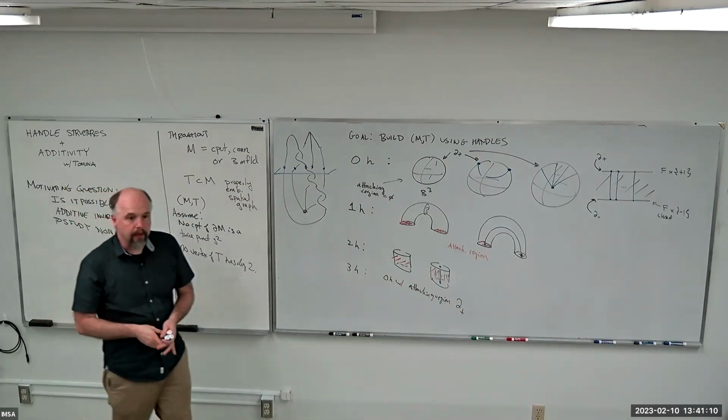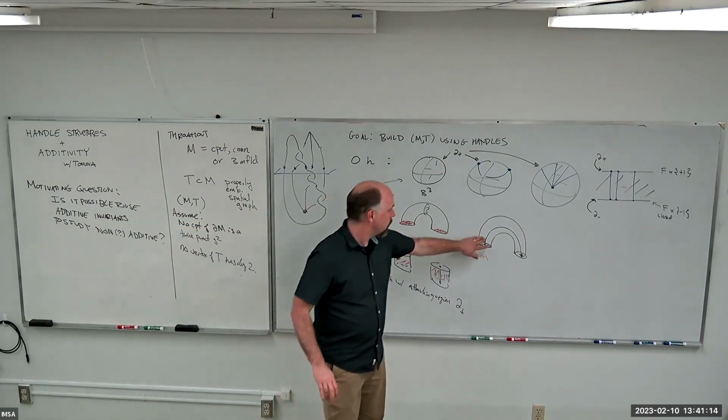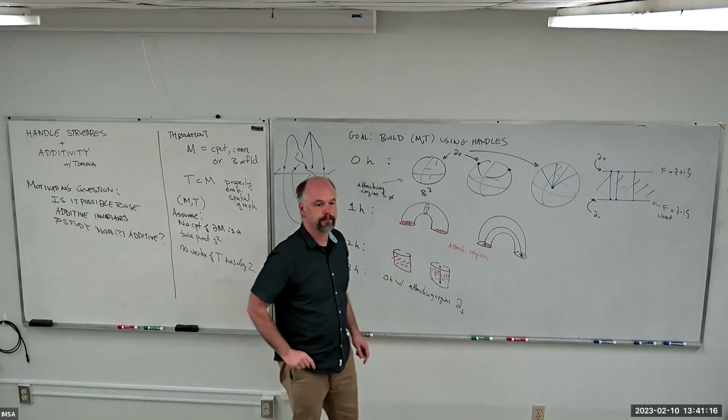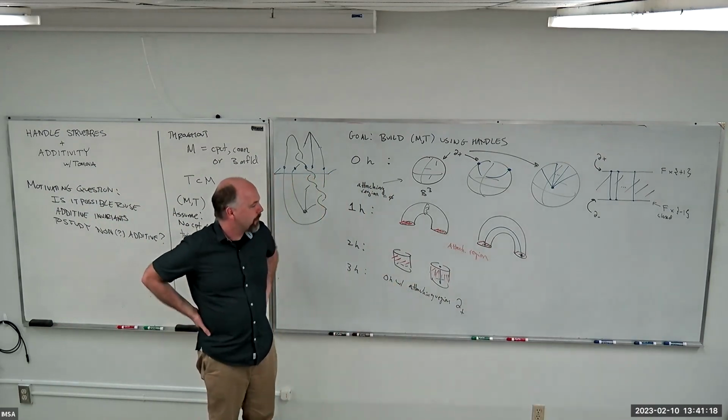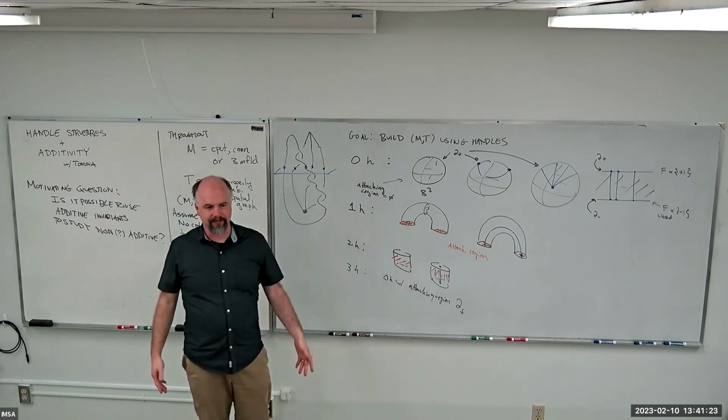Okay, so you don't consider parallel edges in one handle? No, I don't. Just one. At some point, we did think about what happens if you start allowing parallel edges. It's very bad.